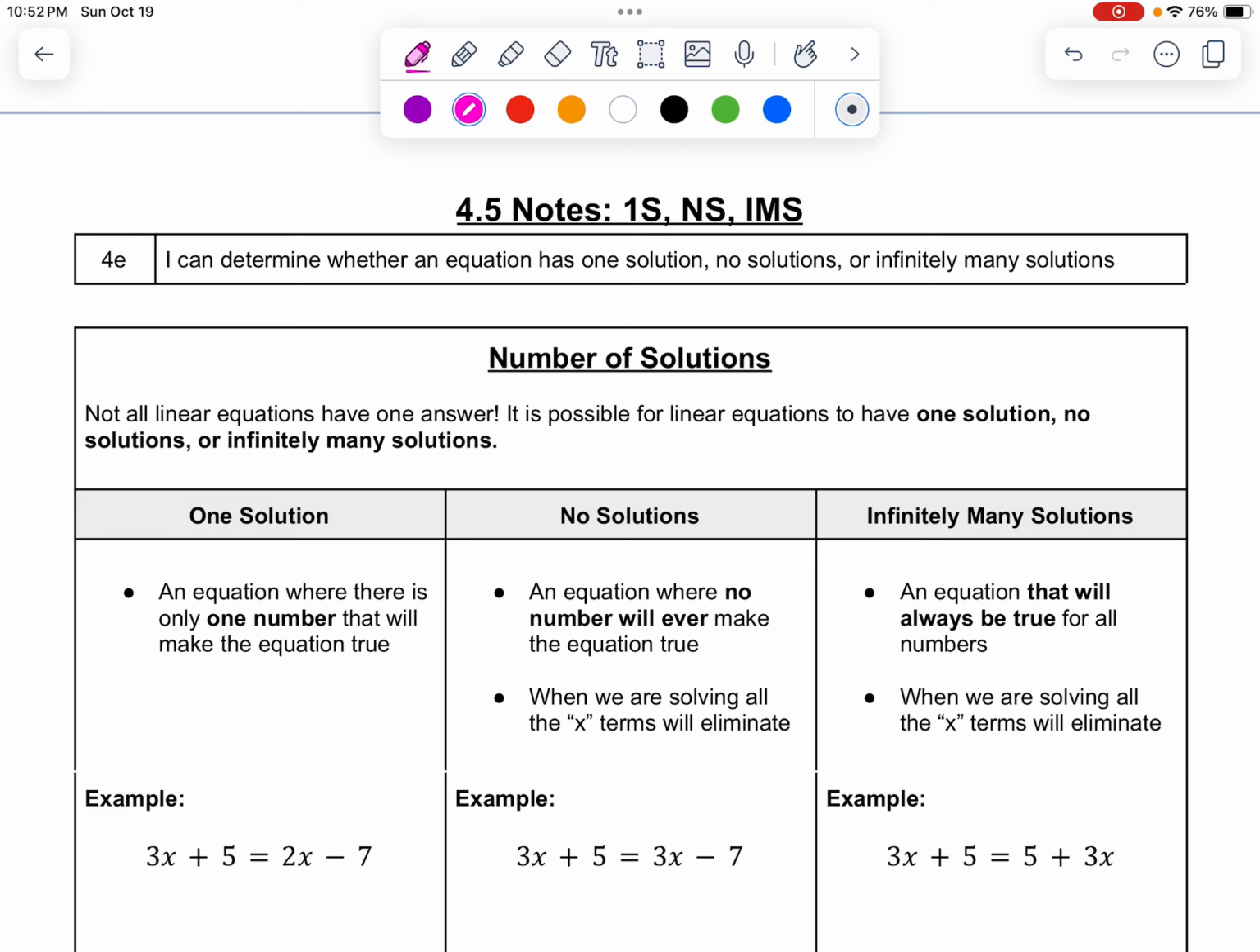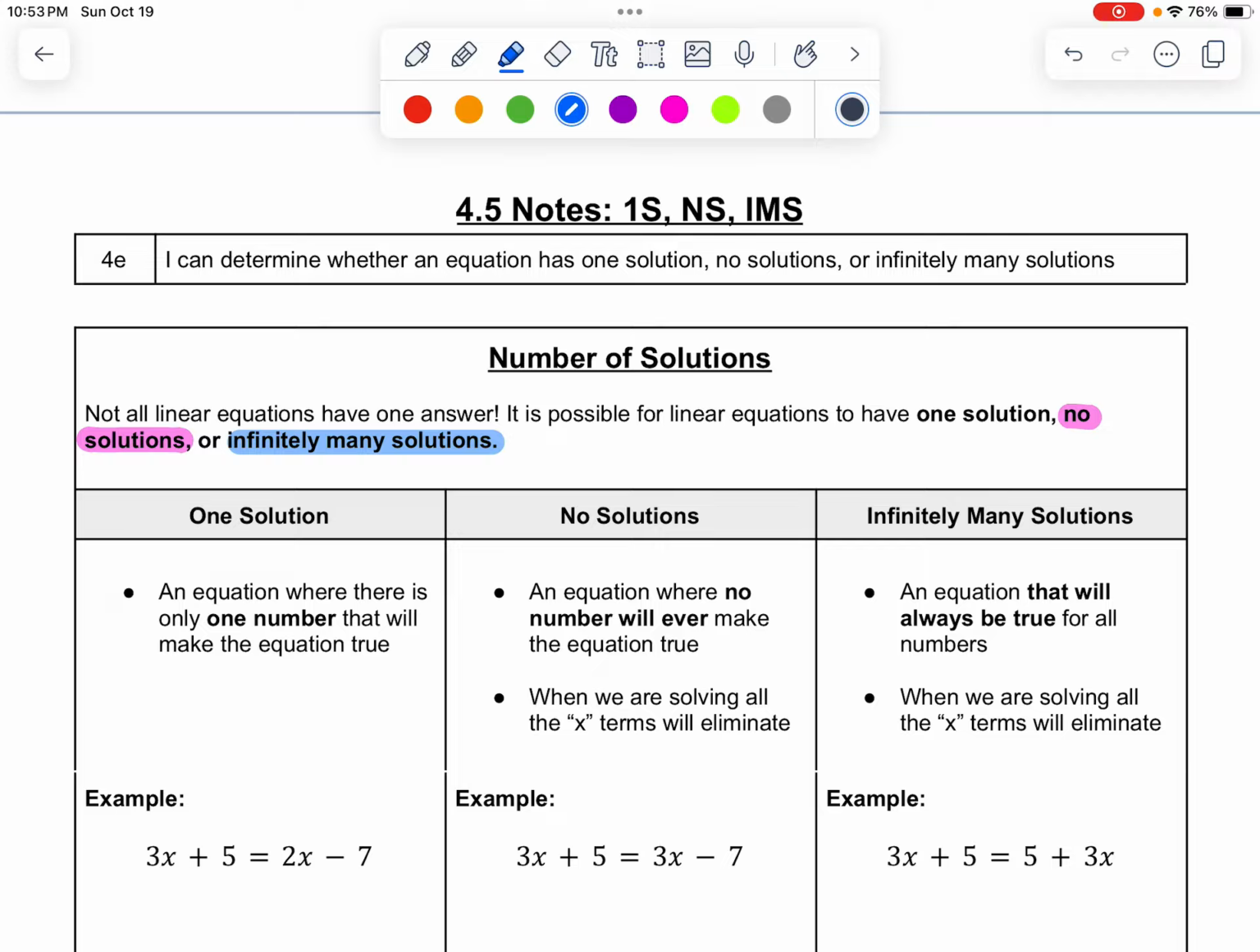Now, up until now, we've been looking at equations that only have one answer, but it turns out there are problems out there that don't have one answer. It is actually possible for some equations to have no solutions. There are never going to be any answers that work. Or even have infinitely many solutions, which means no matter what number you choose, it's always going to work.